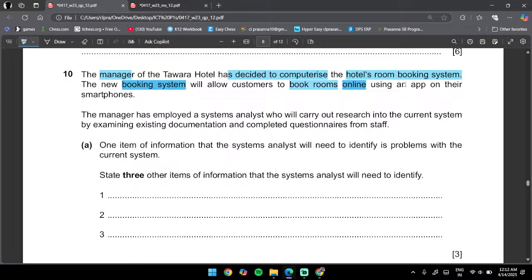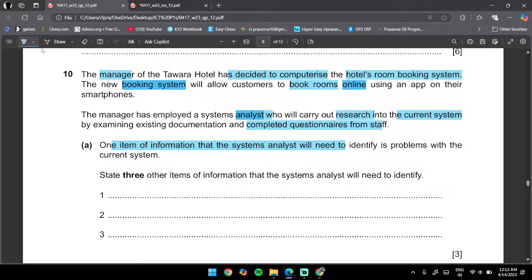Okay. The manager has employed a system analyst. So chapter what? Six or seven, one of them, I think seven, system life cycle. The analyst will carry out research into the current system by examining existing documents, maybe not the analysis stage, and completed questionnaires from staff. One item of information that the system analyst will need to identify is problems with the current system. State three other items of information that the system analyst will need to identify.